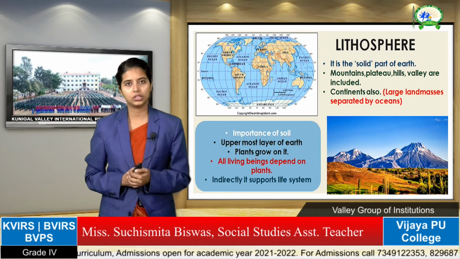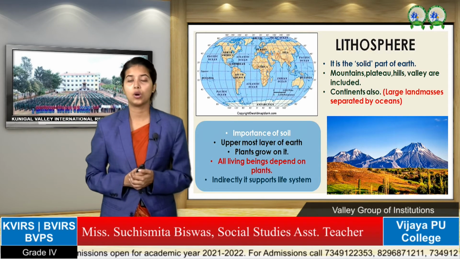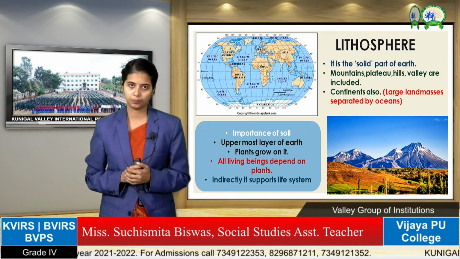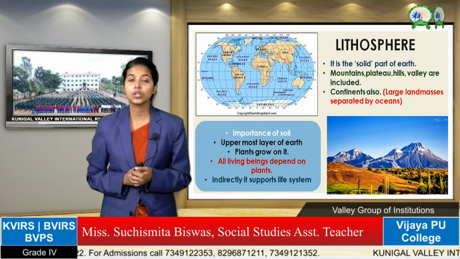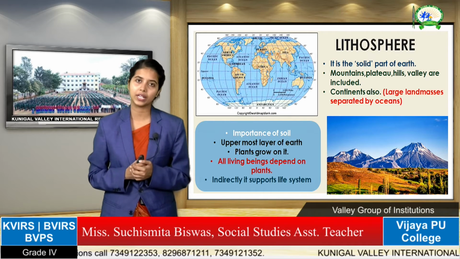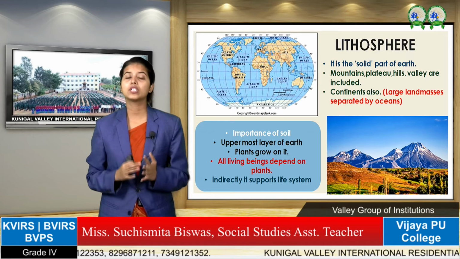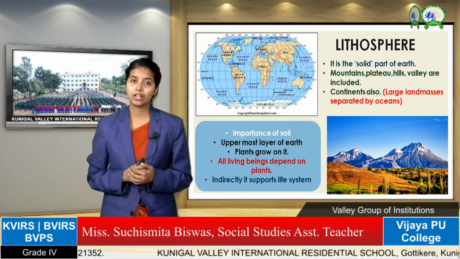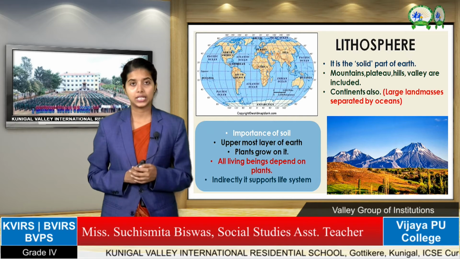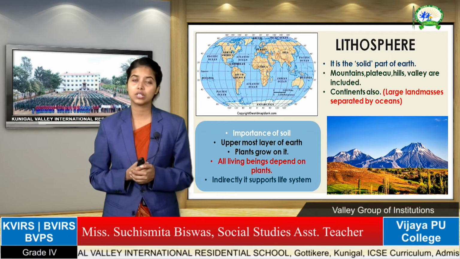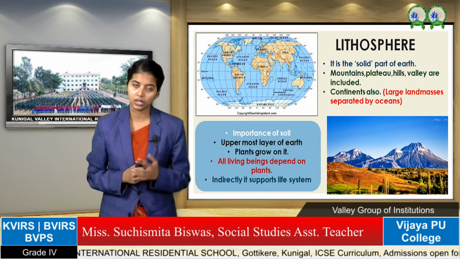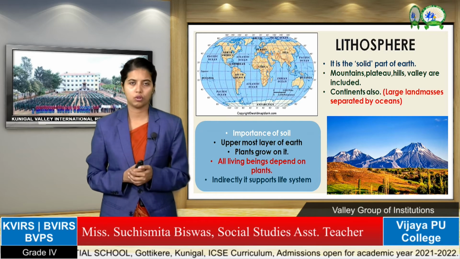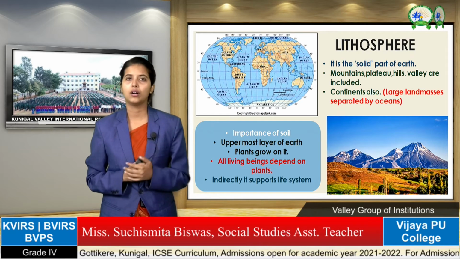When we are talking about the lithosphere, firstly you have to know what actually is included in the lithosphere. We include the landforms, whatever we have. On the Earth, we have a limited amount of landform, and that we call continents. What is a continent? A continent is a large mass of land that is separated by water or ocean bodies.